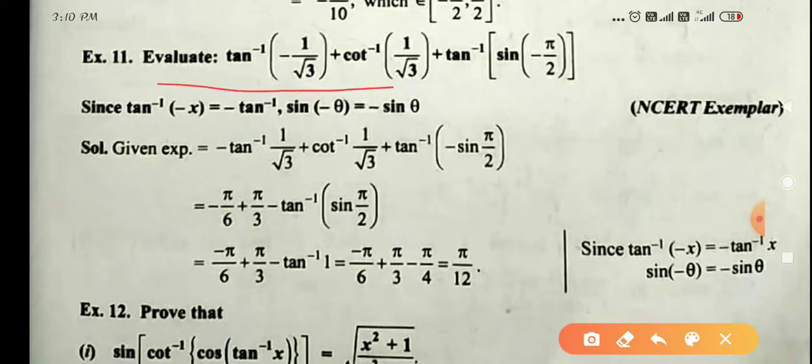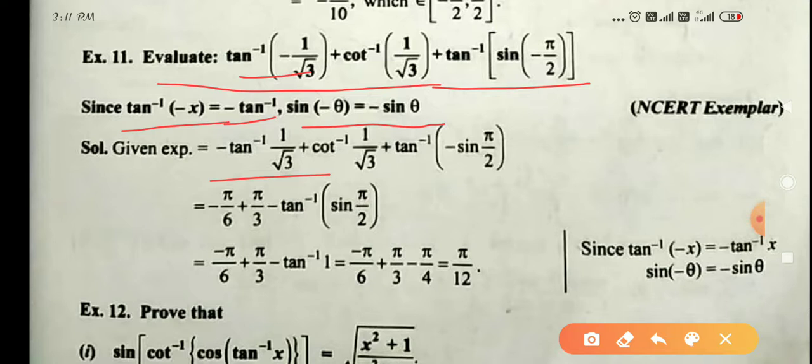Evaluate tan inverse of minus 1 upon root 3 plus cot inverse of 1 upon root 3 plus tan inverse of sine of minus pi by 2. How can you evaluate? First of all, you have to remember this: tan inverse of minus x equals minus tan inverse x, and sine of minus theta equals minus sine theta. And apply this. Tan inverse of minus 1 upon root 3 can be written as minus tan inverse 1 upon root 3.